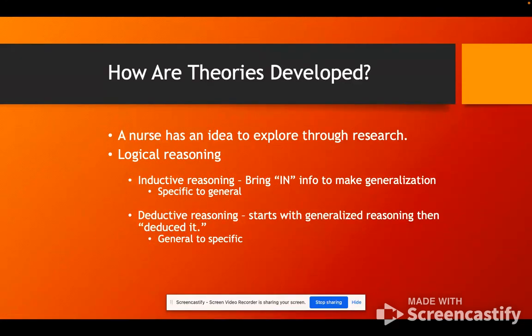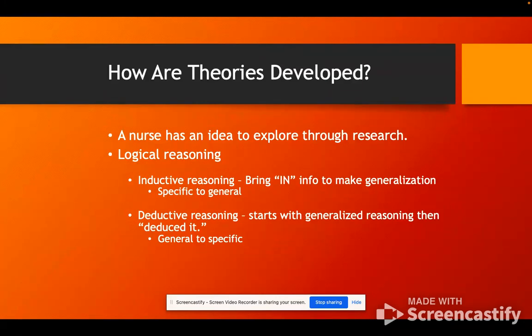So how are these theories actually developed? Who comes up with them? Where their thoughts come from? Typically, a nurse has an idea to explore this theory through research. They have an idea in mind and they decide that they're going to start researching and getting information to help gather their research. There's two different types of reasoning that they use to look at this research.